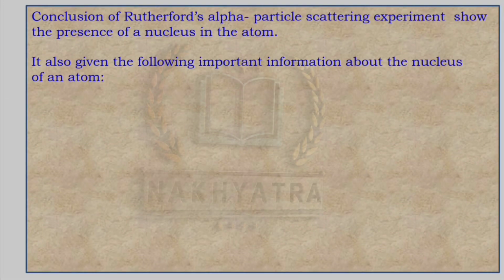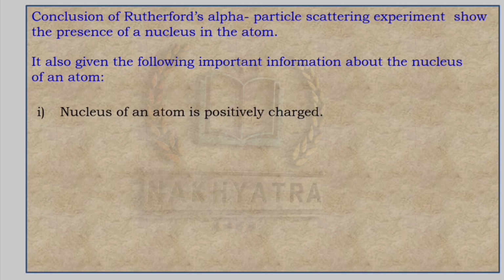The conclusion of Rutherford's alpha particle scattering experiment shows the presence of a nucleus in the atom. It also gives the following important information about the nucleus of an atom. First, the nucleus of an atom is positively charged.